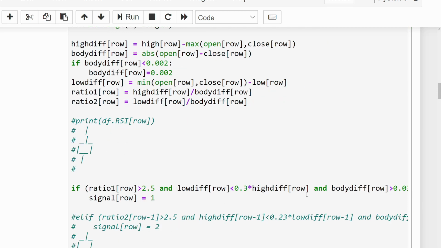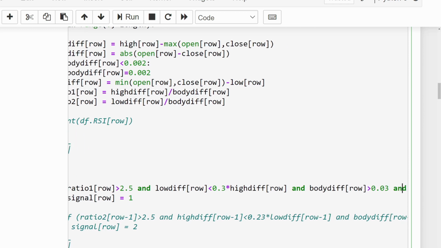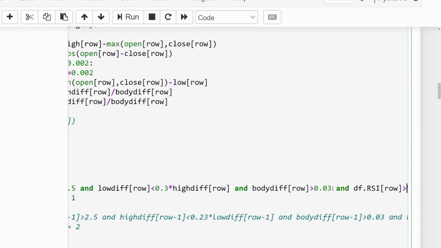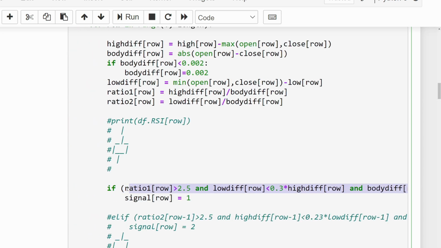At the same time, I don't want to have a very small body of the candlestick. I want to limit the body difference to higher than 0.03. These conditions here will be defining my shooting star candlestick pattern. But at the same time, as we've said, it's not enough on its own.